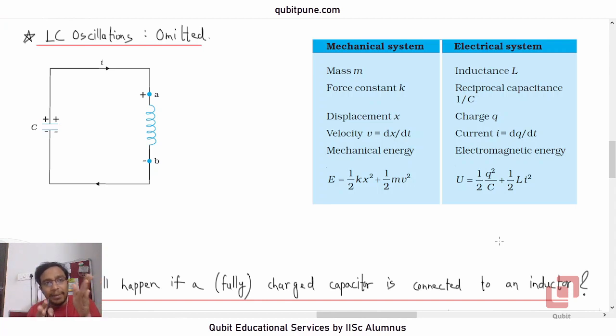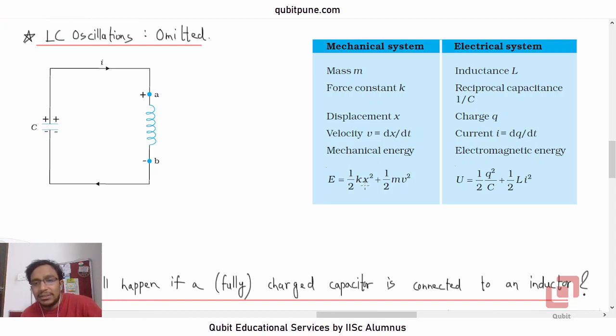You can also draw parallels between the mechanical system of spring-mass oscillation and the electrical system of LC oscillations. Remember, inductance plays the role of mass. These are analogies, and we have already seen this in magnetic potential energy being half Li squared and kinetic energy being half mv squared. So here velocity is v, here current is I; displacement x, charge q; force constant, that is kx, force per unit displacement, and here it is the reciprocal of the capacitance, and everything else is more or less the same.